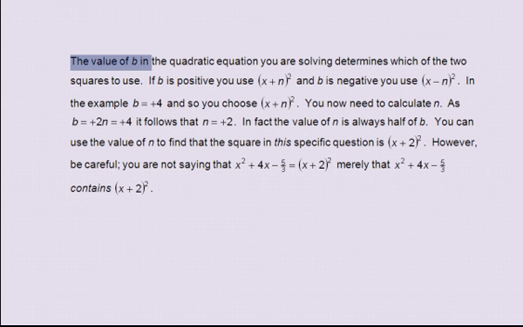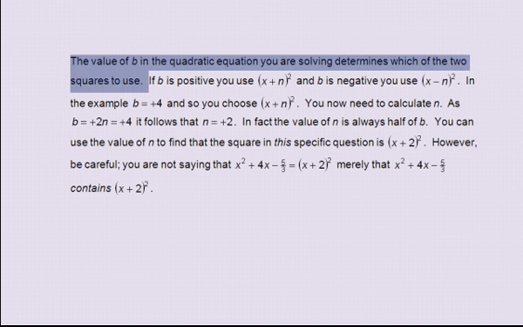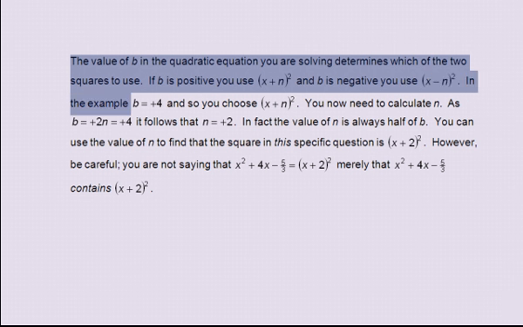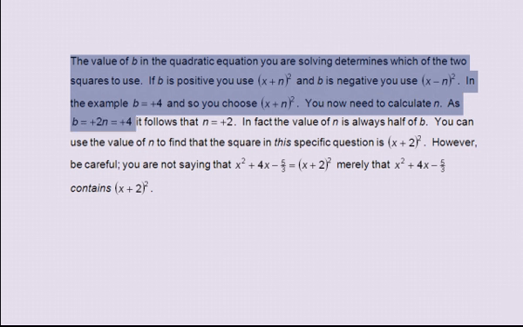The value of b in the quadratic equation you are solving determines which of the two squares to use. If b is positive, you use (x plus n) all squared, and if b is negative, you use (x minus n) all squared. In this example, b equals plus 4, and so you choose (x plus n) all squared. You now need to calculate n. As b equals plus 2n, which equals plus 4, it follows that n equals plus 2. In fact, the value of n is always half of b.